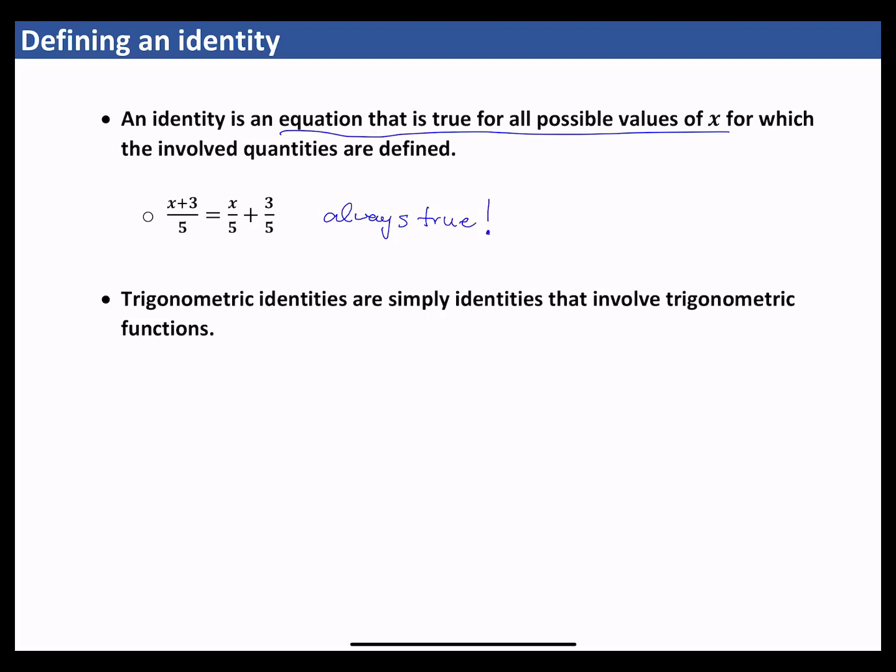Trigonometric identities are simply identities that involve trigonometric functions. While there are a large number of such identities that we could study, we choose to focus on the most important trigonometric identity, the fundamental trigonometric identity.